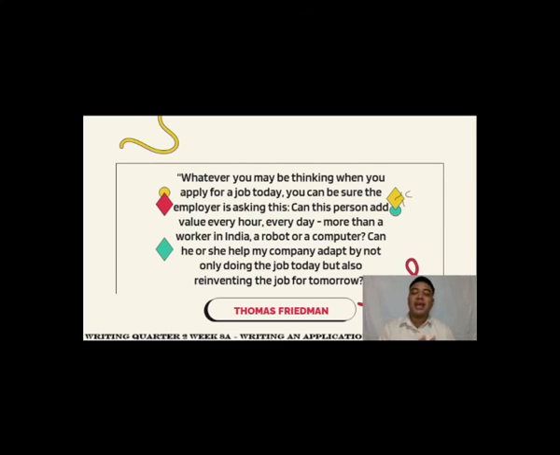Before we end this discussion, let me leave you this quote from Thomas Friedman. He is a columnist, a great speaker, and a book writer on employment, on jobs. Whatever you may be thinking when you apply for a job today, you can be sure the employer is asking this. Can this person add value every hour, every day, more than a worker in India, a robot, or a computer? Can he or she help my company adapt by not only doing the job today, but also reinventing the job for tomorrow?